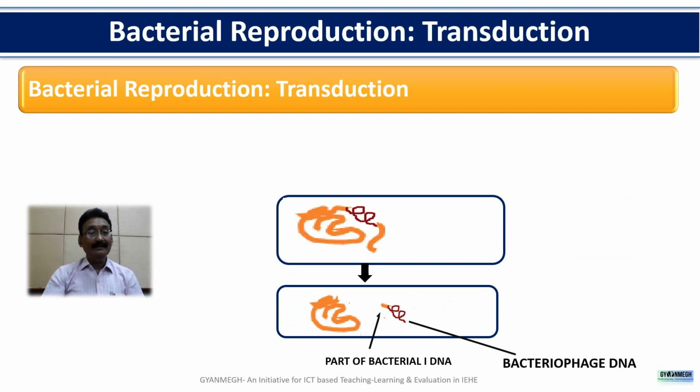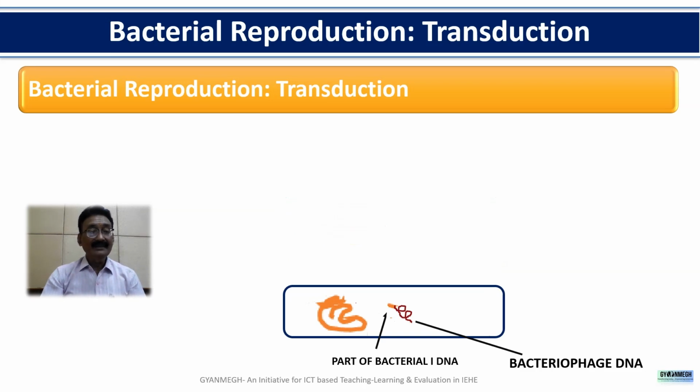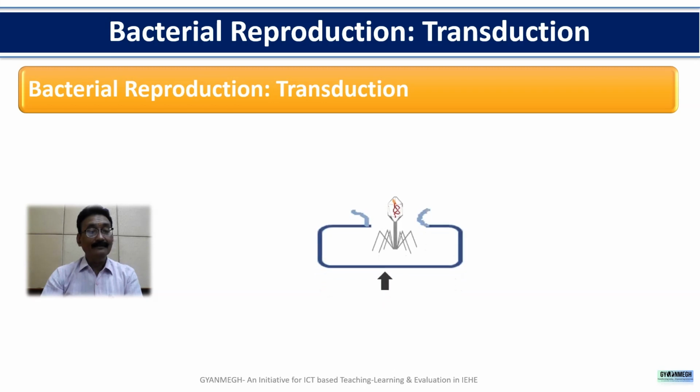But during the assembly of new phage particles, mistakes can occur. Instead of just packaging the phage genome, the phage can mistakenly package a piece of bacterial DNA along with phage DNA into the phage capsid. This error leads to the formation of transducing particles which contain both phage and bacterial DNA. These defective transducing phage particles, also known as transducing phages, can also infect another bacterial cell.